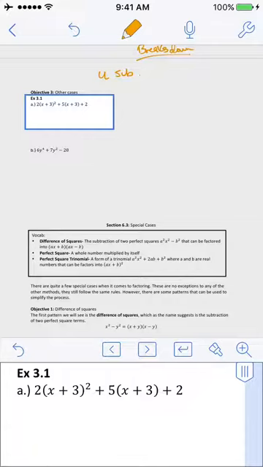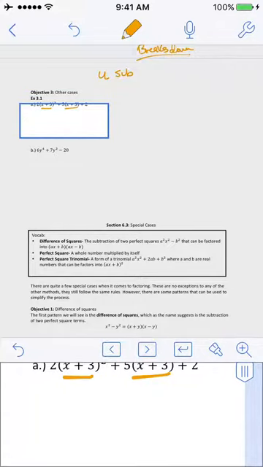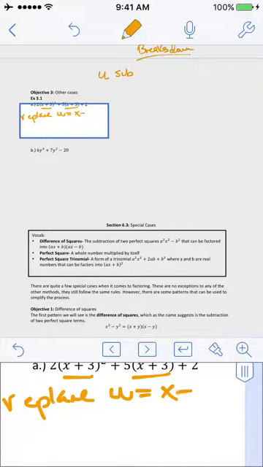Well, if I look at this closely, if I were to kind of cover this up and cover that up, that would look a lot like what we've already been working with. 2 times something squared plus 5 times something plus 2. If they happen to be the same something, which they do, x plus 3, then I can replace that with U. I'm just going to replace U is equal to x plus 3.